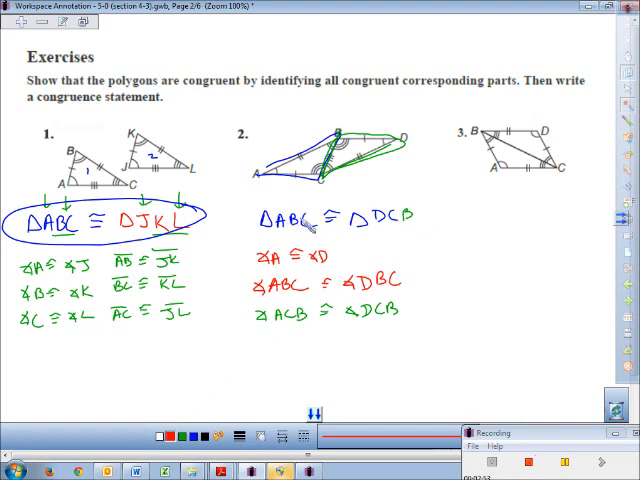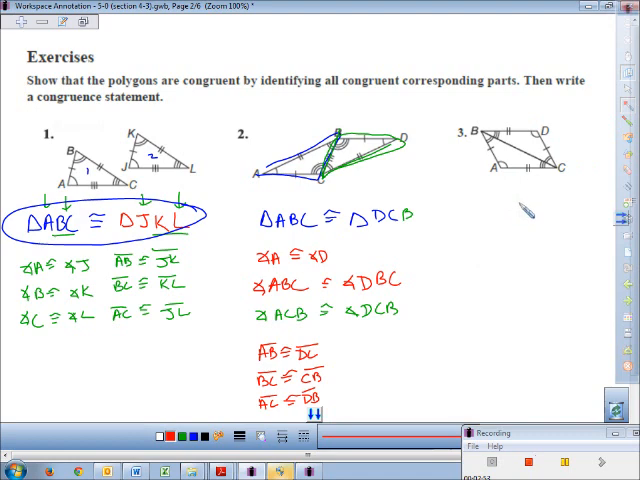Segment-wise, we can just use the congruent statement. Segment AB is congruent to segment DC, and segment BC is congruent to segment CB, and lastly, segment AC is congruent to segment DB. Very nice.